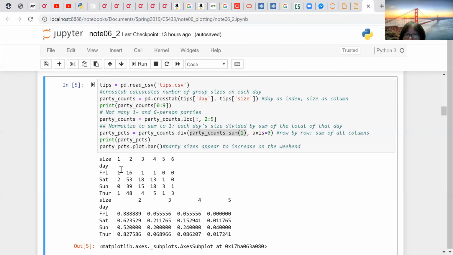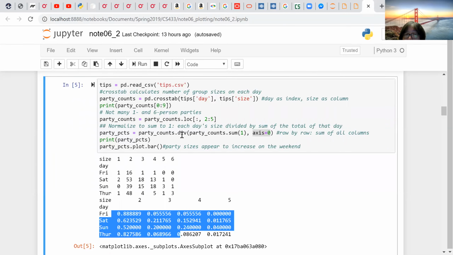And then you use this single individual number. So on Friday, for one person in a group going to that restaurant, we want the percentage. That's why we do the division, and the axis is 0, so that's by column. That's how this data comes about.